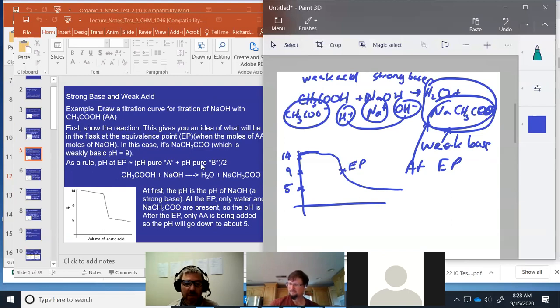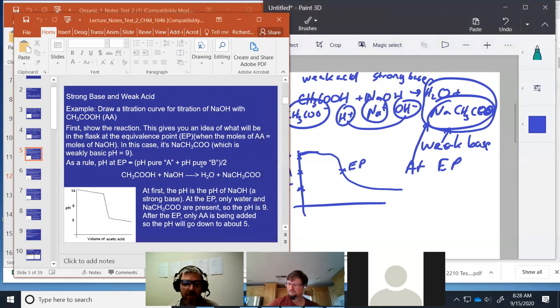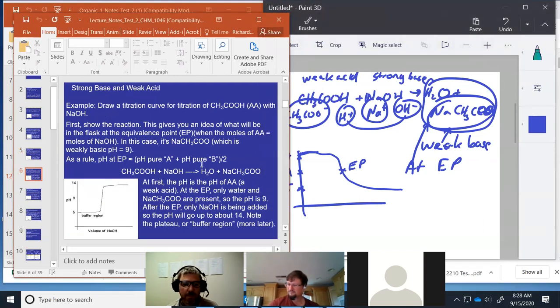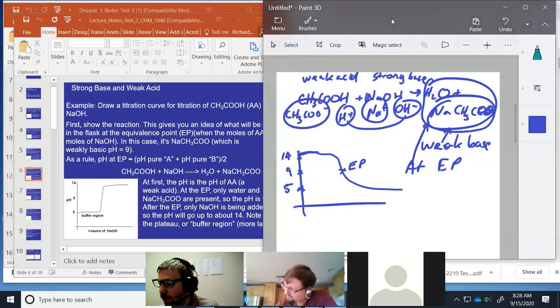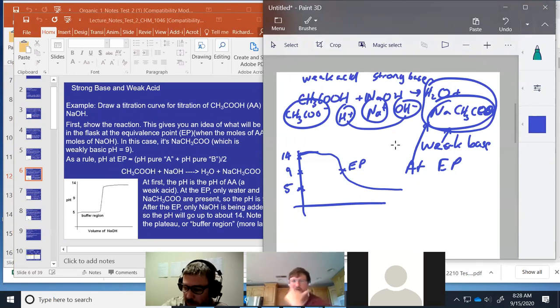Now, there's another concept we haven't talked about yet that we will talk about. It's known as a buffer region, and that's this business down here. And I don't really want to go into it too much because we're going to cover buffers a lot more later. I'll give you a very brief idea about what a buffer is, very brief right now, but we will get much more into it later.